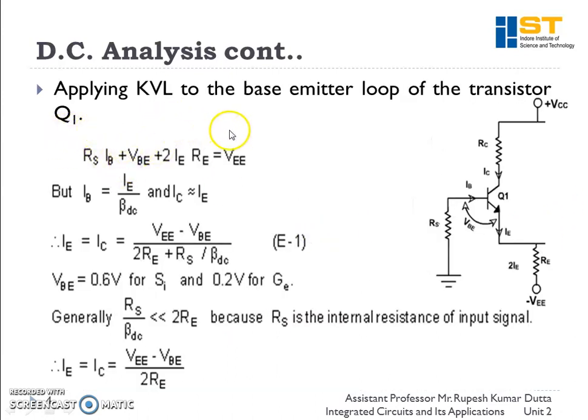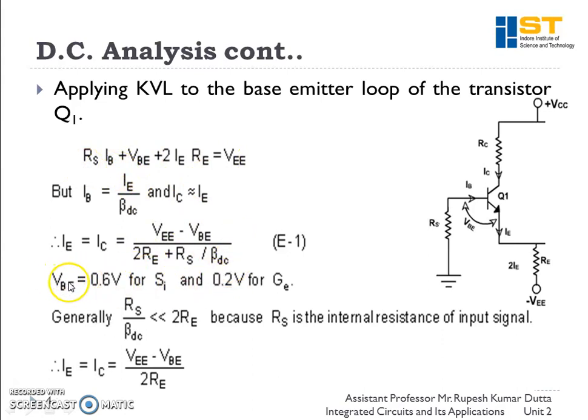So we have to apply KVL at the base emitter loop of the transistor Q1. So we can find here that if we are applying a KVL here, then this is IB. So this will become RS times IB plus VBE plus twice IE RE equals to minus VEE. But we can say that IB is IE upon beta DC, as IC and IE can be equated. So we can find IE from this equation as VEE minus VBE upon twice RE plus RS upon beta DC.